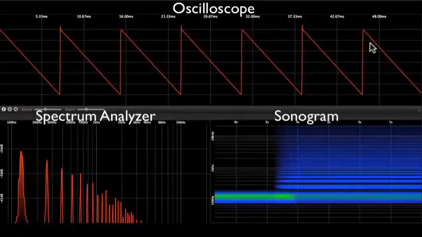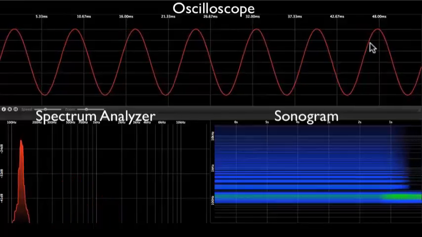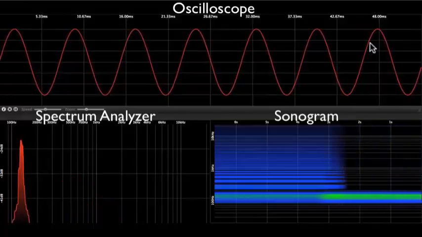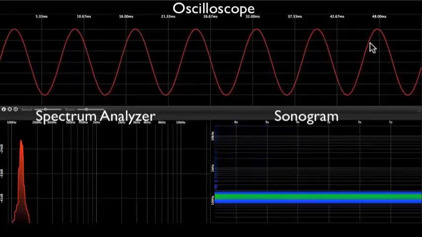Now we see not a triangle wave, but a sawtooth wave. From the sawtooth wave, you can see the harmonics in the spectrum analyzer, and you can see by the deviation in the waveform on the oscilloscope that there are other things in there, but they're hard to identify on the oscilloscope because of the wave shape. But you could easily see them on the spectrum analyzer.